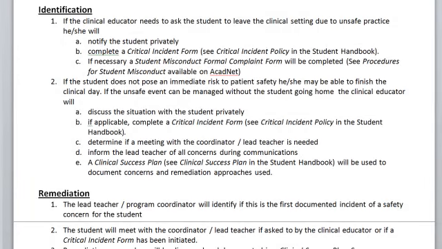The identification section of the document identifies separate procedures for students who need to leave the setting due to an incident and those that can remain on placement. Key points in both situations include a clear discussion with the student in a private manner and documentation of the concern. Early identification of potential safety concerns is aimed at helping students grow and learn in a professional way.